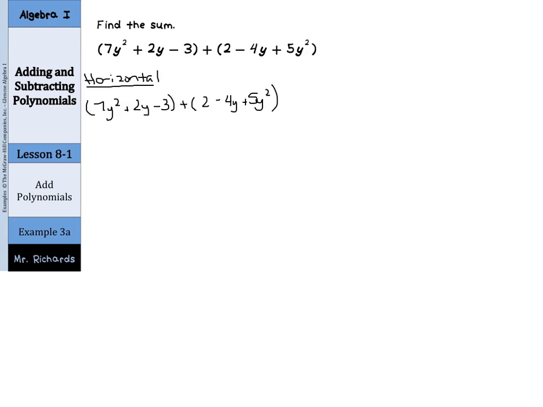Our first step is to group the like terms. So my first term in this parenthesis is 7y squared. So let's put a box around all the y squareds. And that's it. So we're going to have 7y squared plus 5y squared. And now we're down to just our y terms. So this would be plus 2y minus 4y. And then lastly, our constants, a minus 3 and a 2.